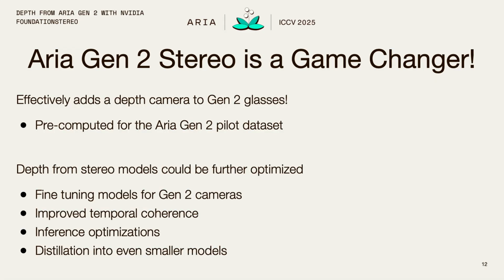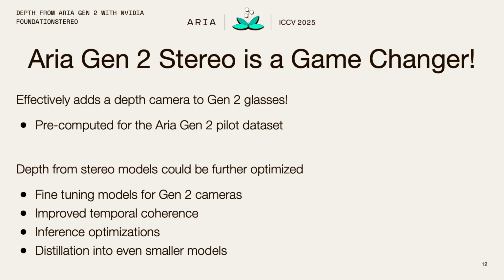So with that, let me wrap up by saying Aria Gen 2 stereo is really a game changer because it virtually adds a depth camera to your glasses without us ever putting any specific depth hardware on it. We pre-computed all of that also for the Aria Gen 2 pilot data set. So if you're interested, you can directly download that data set and look at the quality that's there.